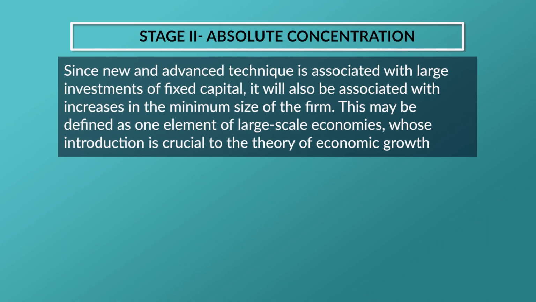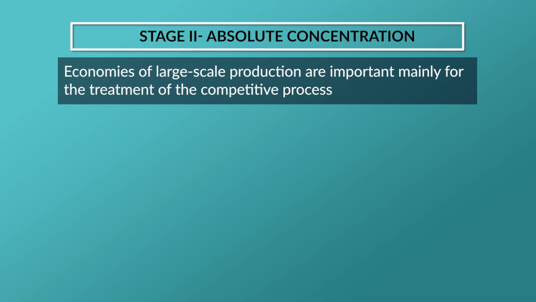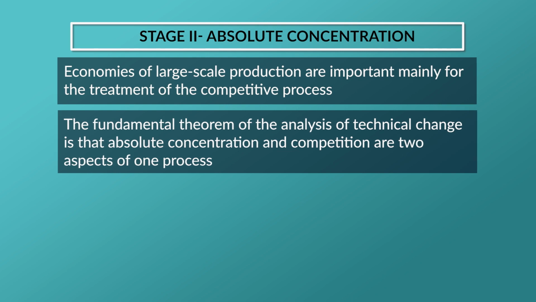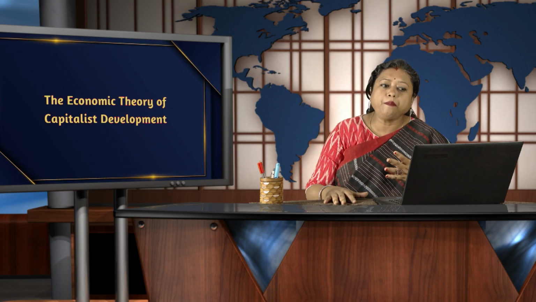Since new and advanced technology is associated with large investments of fixed capital, it will also be associated with increases in the minimum size of the firm. This may be defined as one element of large-scale economies whose introduction is crucial to the theory of economic gains. So here we can say that economies of large-scale production are important mainly for the treatment of the competitive process. The fundamental theorem of analysis of technical change is that absolute concentration and competition are two basic aspects of the same process. Where there is price competition, there will also be absolute concentration operating as the underlying rationale of the competitive process.